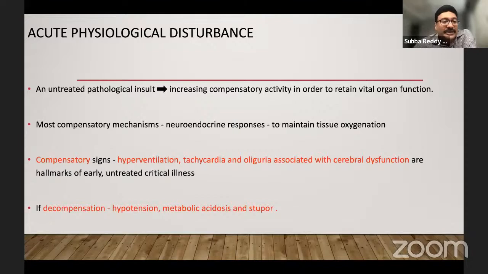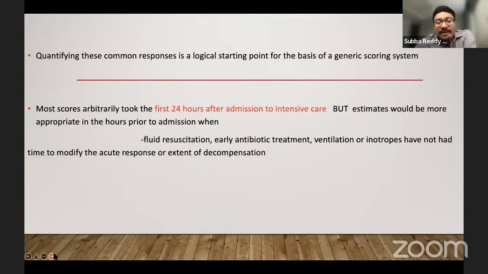Coming to acute physiological disturbance, an untreated physiological insult increases compensatory activity in order to retain vital organ function. Most of the compensatory mechanisms are neuroendocrine responses to maintain tissue oxygenation. So compensatory signs, we know, patients will hyperventilate, have tachycardia, oliguria, and associated cerebral dysfunction, the hallmarks of early untreated critical illness. Then you get the patient to the ICU or ER and start resuscitating. If you allow the patient to decompensate, they will have hypotension, metabolic acidosis, and become stuporose, and your score will increase in the scoring systems.